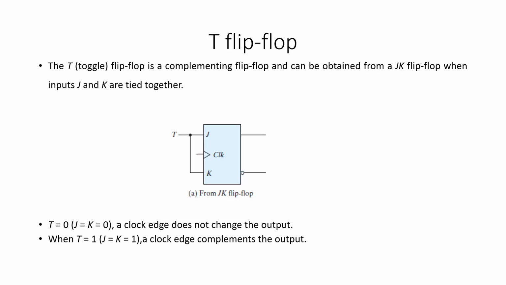And one more flip-flop is the T flip-flop. We call it the toggle flip-flop. It is similar to the JK flip-flop, only with one input, with J and K tied together. Clock pulses are applied. If T is equal to 0, the clock does not change the output. If T is equal to 1, the clock edge complements the output.